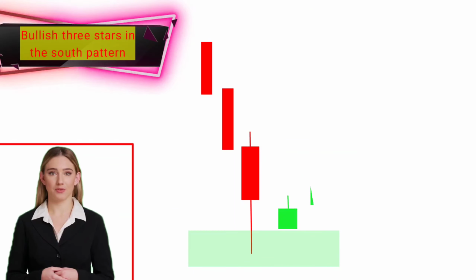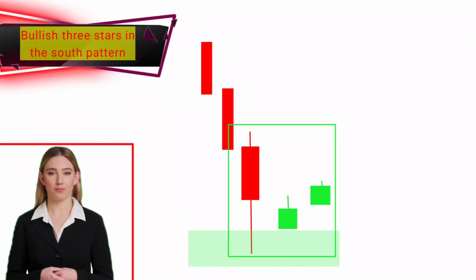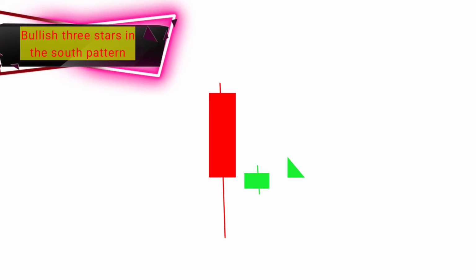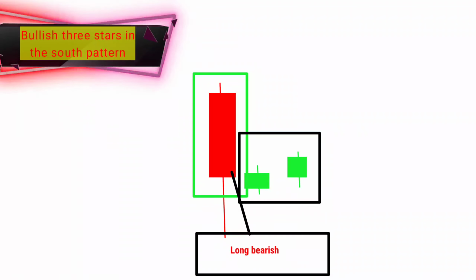The bullish three stars in the south pattern is a popular technical analysis pattern used by traders to identify potential bullish reversals in the market. This pattern is formed by three candlesticks, with the first being a long bearish candle, followed by two small bullish candles that gap down from the previous candle.